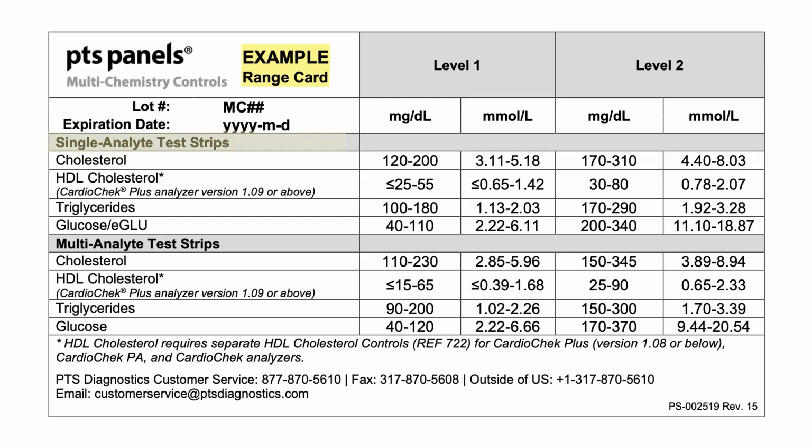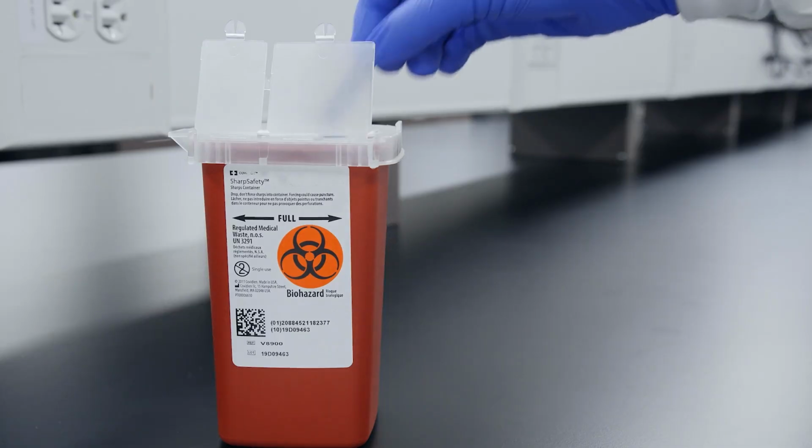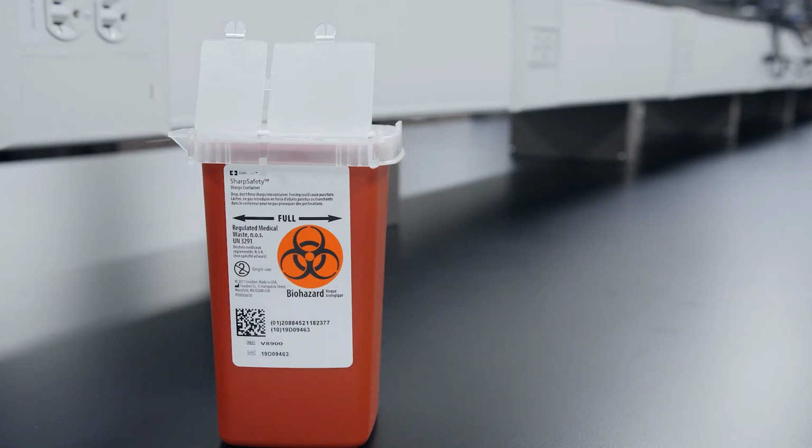Look under the header Single Analyte Test Strips on the card for the glucose/e-glue range. Look under the header Multi-Analyte Test Strips on the card for cholesterol, HDL cholesterol, and triglycerides ranges. Record your results, remove the test strips, and discard them in a biohazard container.